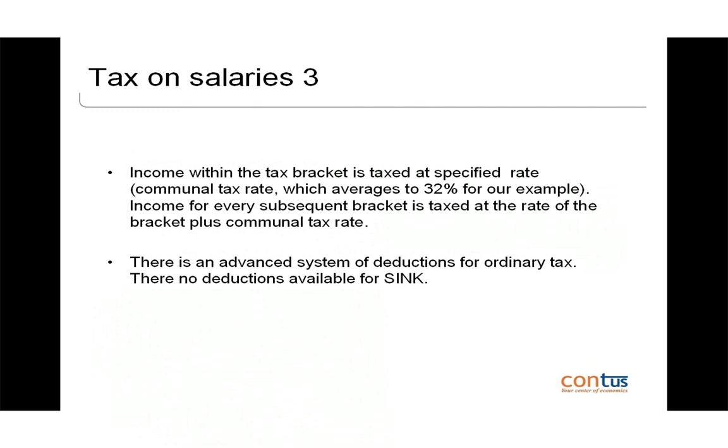As I told before, income within the tax bracket is taxed at specific rates. Everything else is taxed at this communal tax rate plus the extra bracket, extra percentage. There is a quite advanced system of deductions for this ordinary tax on salaries, but there are no deductions available for SINK except for two things that may be included in income. If you pay them privately, that's your problem because they are not deducted. So SINK in a way is a withholding tax.